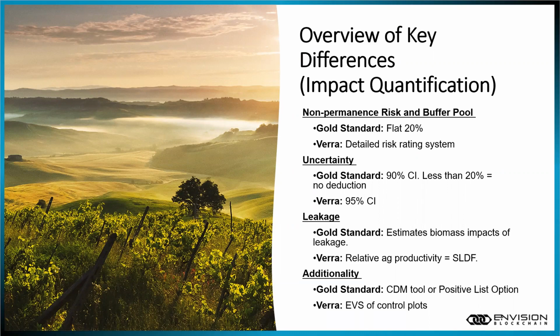For leakage, Gold Standard estimates biomass impacts of leakage, where Verra uses relative agricultural productivity to determine a standard leakage discount factor. For additionality, there's two options under Gold Standard. You can use the CDM tool or a positive list option, while Verra estimates vegetative stocking for control plots using monitoring.